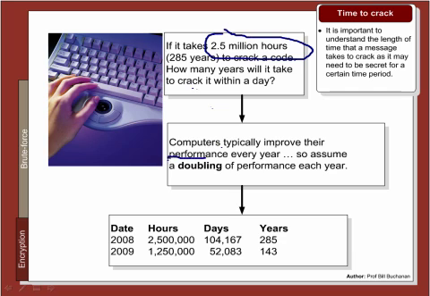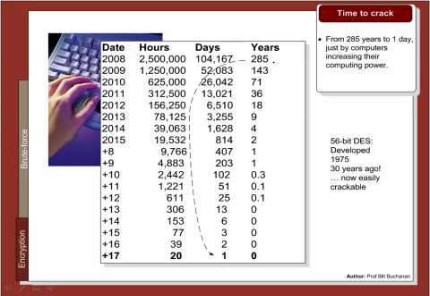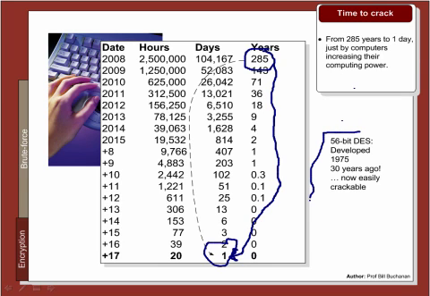One thing that we do know is that computers typically increase their performance every year. So let's say that our computer systems are doubling in performance. So this year it takes 285 years, next year it only takes 140 years. And then what we can see is that after only 17 years, we are down to 1 day. So something that took us 285 years today, in 17 years' time, because of the improvement in computers, only takes 1 day. And the worrying thing for this is that DES was developed 30 years ago.